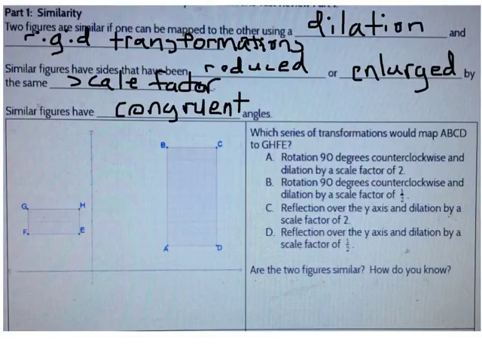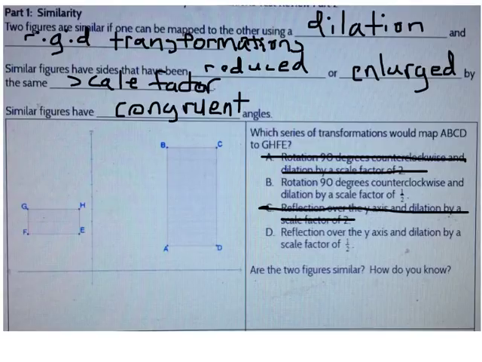First, as I'm looking at these choices, to get from ABCD to GHFE, is it an enlargement or a reduction? It's a reduction, so I know that my scale factor is going to be a fraction less than 1. So I know that A and C cannot be correct answers. So what is the correct answer? It's B. This shape can be obtained by rotating 90 degrees counterclockwise and then dilating by a scale factor of 1/2.